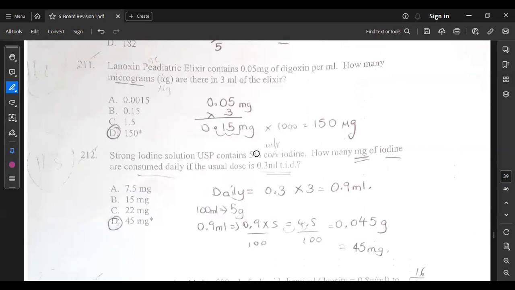So for 211, Lanoxin pediatric elixir contains, for 212 we've said 45 milligrams. Lanoxin pediatric elixir contains 0.05 milligrams of digoxin per ml. How many micrograms are there in 3 ml of the elixir?